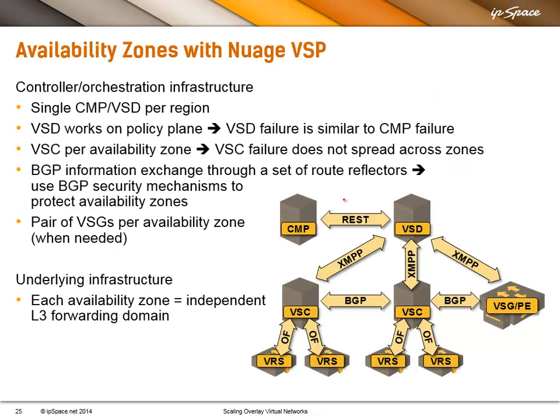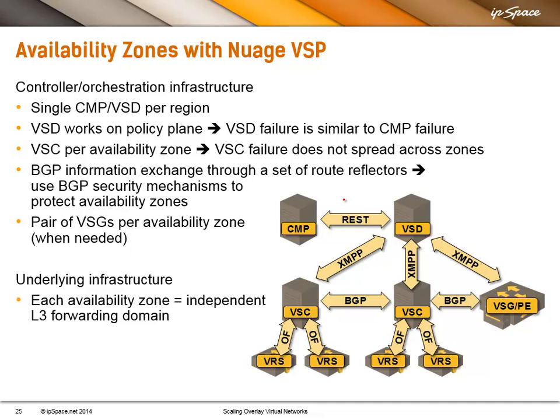And if we take a look at what Nuage is doing with VSP, as I mentioned, you would have a single cloud management platform per region. You would have a single VSD per region, but then VSD works on the policy plane, which means that VSD failure is identical to cloud management platform failure. You aren't able to add new things because you cannot get the policy that you need to handle them. On the other hand, I would have one VSC controller cluster per availability zone, so if that cluster fails, the failure does not spread across multiple zones.